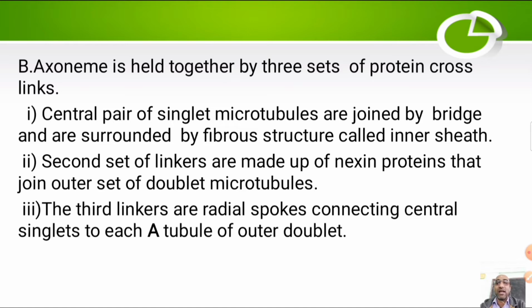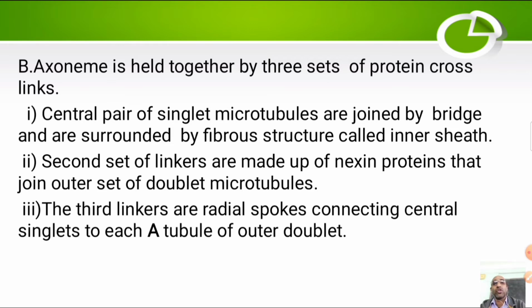First, the central singlet microtubules are joined by means of a bridge and they remain surrounded by an inner sheath. Second, the peripheral doublet microtubules are joined with each other by means of nexin protein. The third linker is radial spokes, which connect the central singlets with each of the A tubule of the outer doublet.